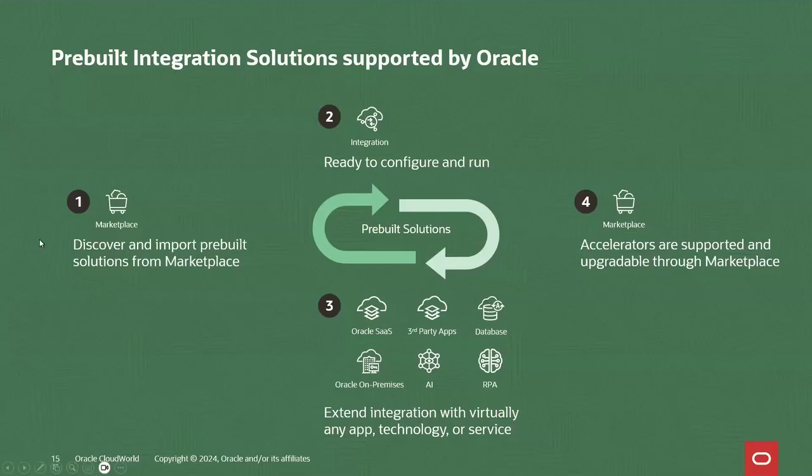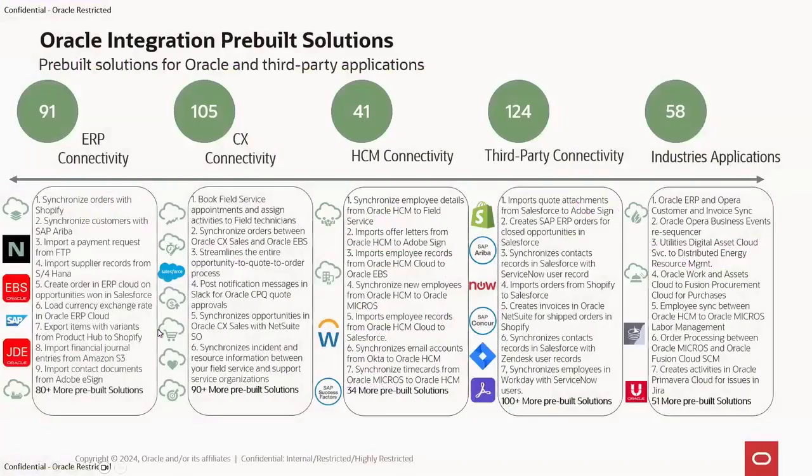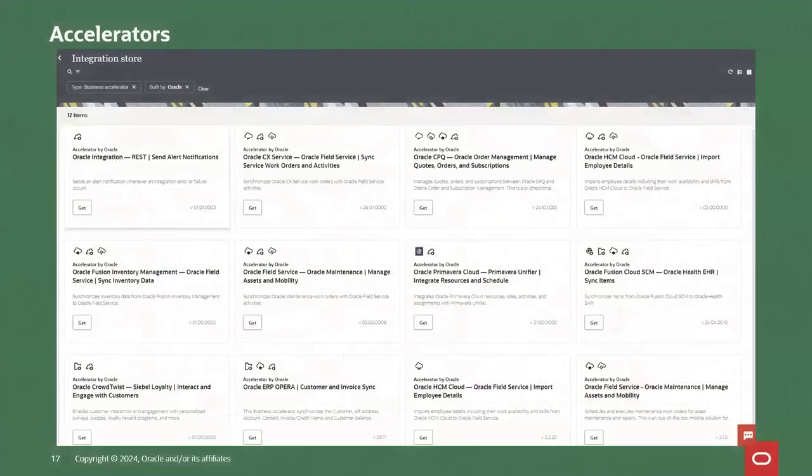Recipes are basically a sample use case which will give you a head start or quick start, whereas an accelerator provides an end-to-end business process or use case which you can use as it is. And these are some of the pre-built solutions which are available on Oracle Integration Store, which you can leverage. You can also build your own recipes and publish them to the marketplace. And these are some of the accelerators which are available on Integration Store, which you could use.